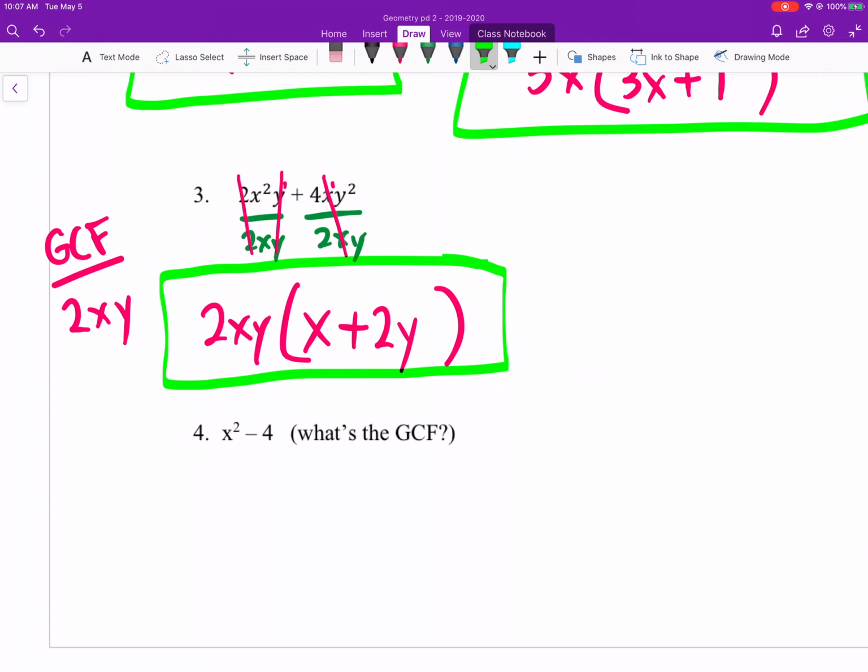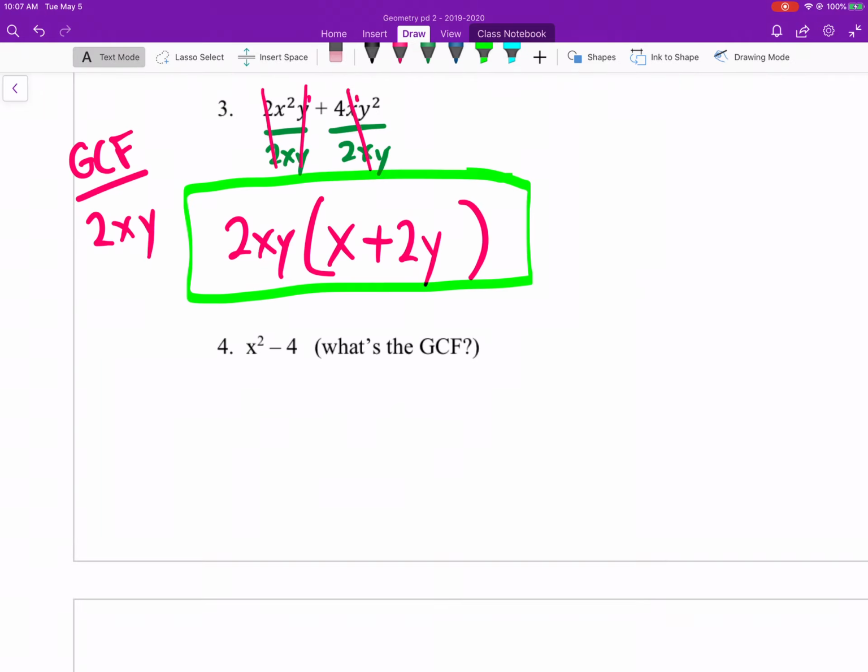So 2xy times x, does that give you 2x squared y? It does. And 2xy times 2y does give you 4xy squared. Good. All right, so you can go back and multiply it through the distributive property. All right, and you can see you get the original.